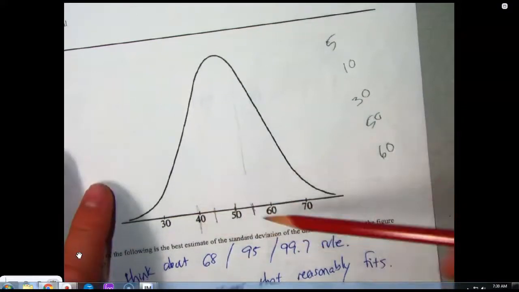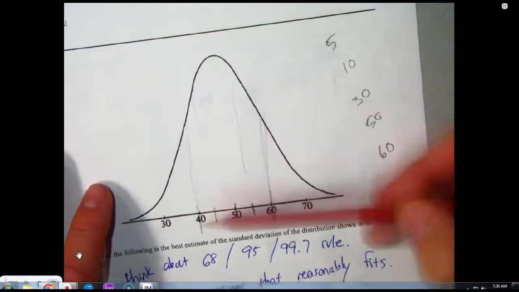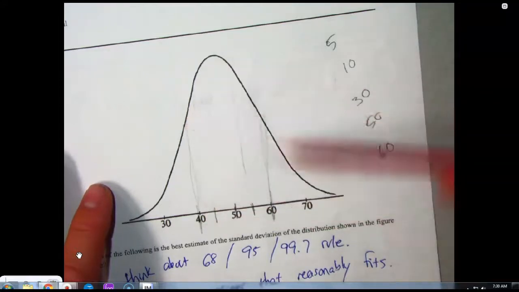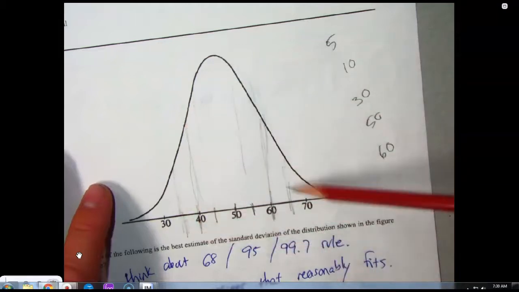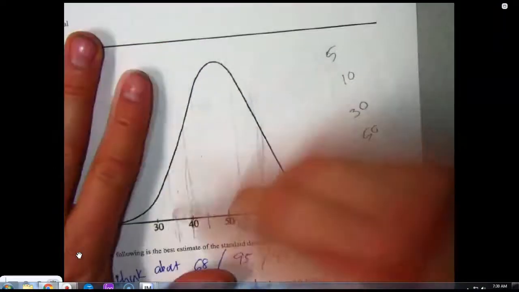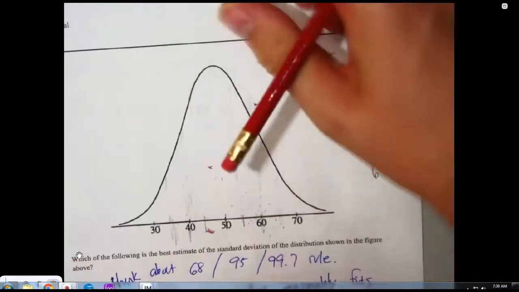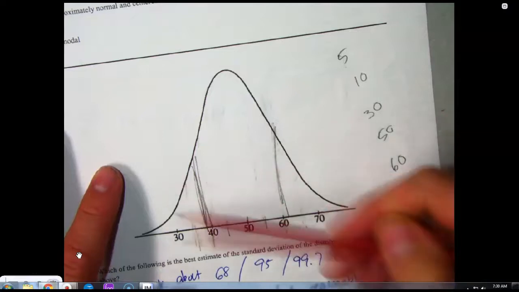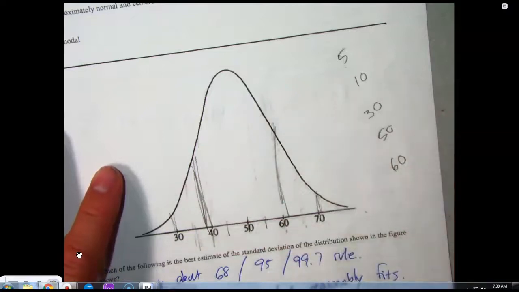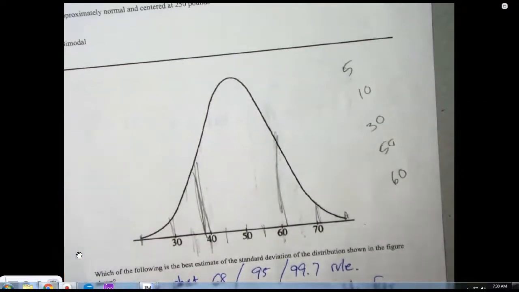If I go 2 standard deviations each way, now I'm supposed to have 95% of the data. And I just don't, that's still a little light. If I go 3 standard deviations each way, I'm supposed to have 99.7% of the data. And again, it's just not quite fitting my eye and the percents the way I want to. But if I make the standard deviation 10, 68% of the data between there and there, 95% between there and there, 99.7 between there, and it just fits.